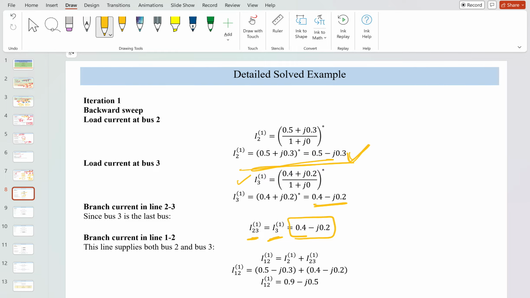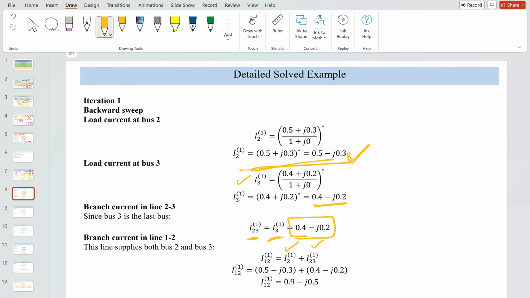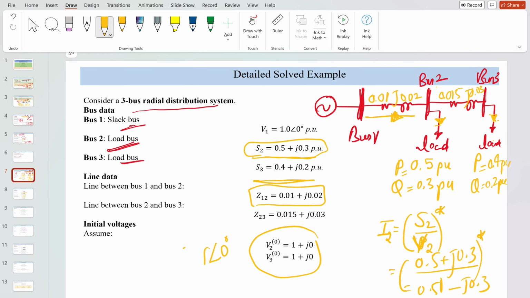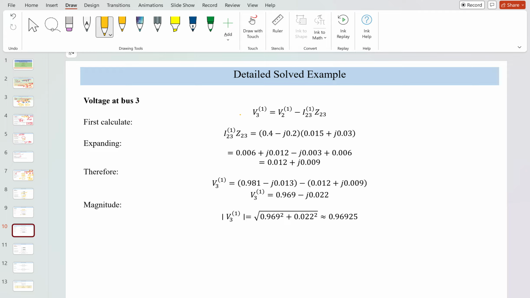And the current flowing from 1 to 2 will be the sum of both currents. So it is I2 plus I23. When you sum both, it will come out to 0.9 minus j 0.5. And if you wanted to find the voltage here, it will be 1 angle 0 degree plus the current multiplied by Z. Simply V2 is equal to V1 minus I12, the current flowing in that line, and then you can subtract. Similarly, you can take the V2 magnitude, and find V3 also.